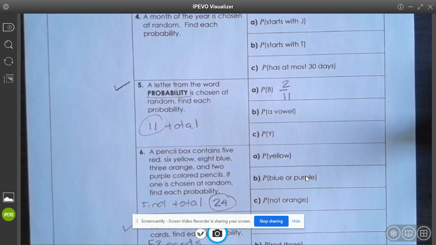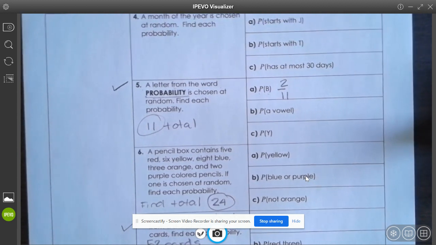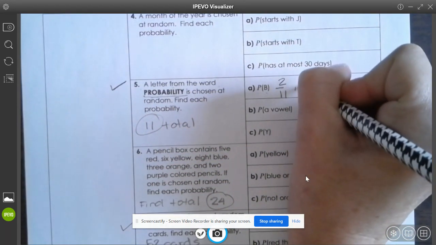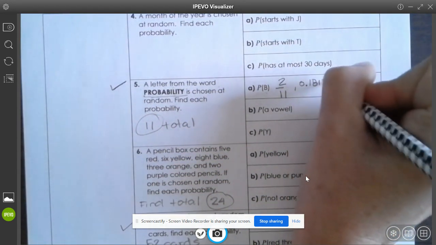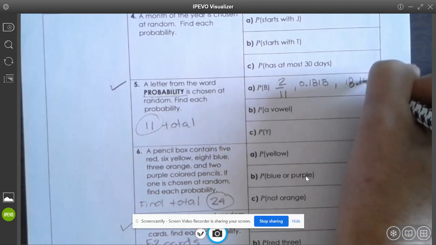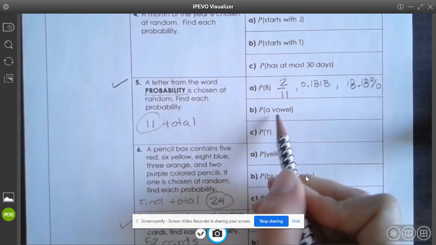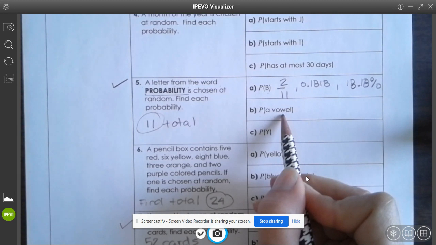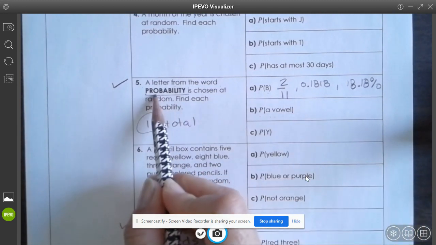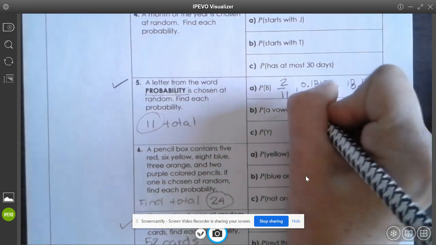Now we divide 2 divided by 11, and I get 0.1818, and I multiply by 100, so that's 18.18%. Now the next probability, what's the probability that I get a vowel? Let's count them. That's 1, 2, 3, 4. So that's 4 over 11.